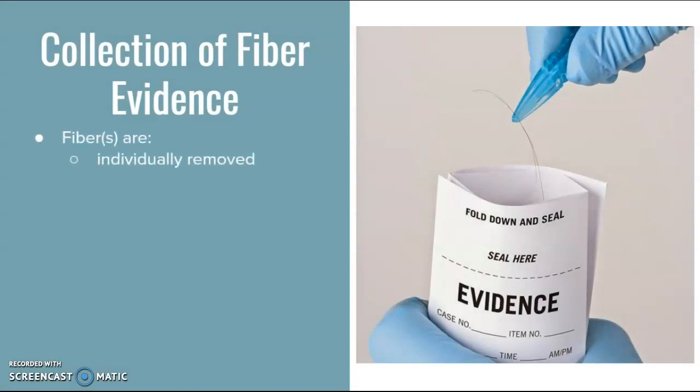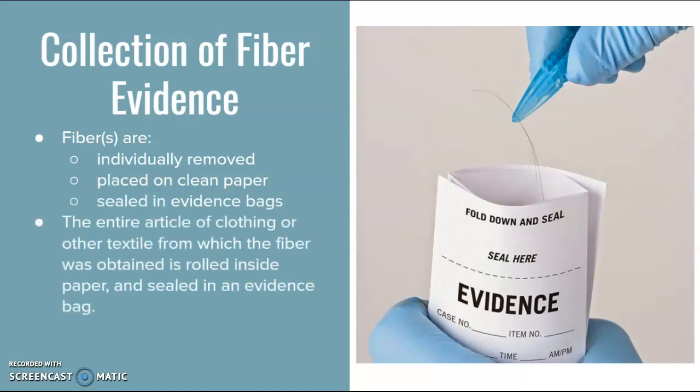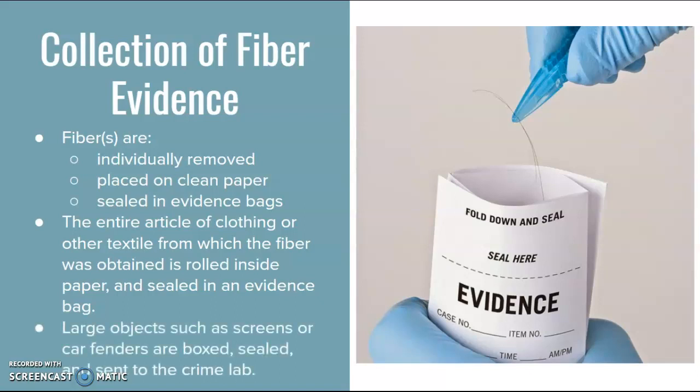Once fibers are located at a crime scene, they need to be individually removed. They can then be placed on clean paper and sealed in evidence bags. The entire article of clothing or other textile from which the fiber was obtained is then rolled inside paper and sealed in an evidence bag. Large objects such as screens or car fenders are boxed, sealed, and sent to the crime lab.